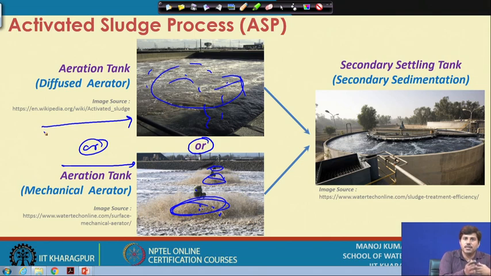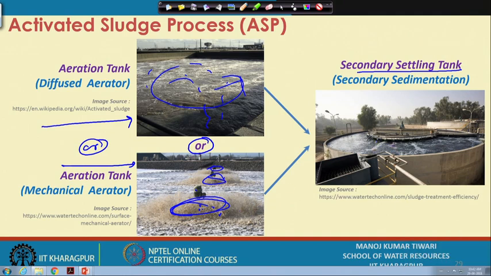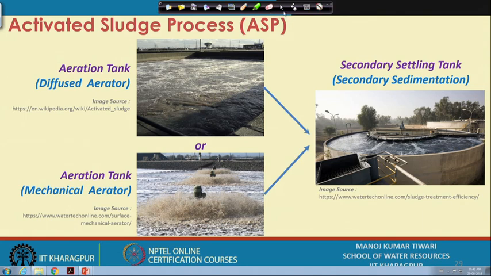So primary settling has already taken place, and then the flow is connected to either of these two systems, a diffused aerator or a mechanical aerator, and from here onwards it is directed to a secondary settling tank, or secondary clarifier, or secondary sedimentation. So what happens in a tank like this? The mixed liquor is transferred here, and then it allows the solids to settle. The overflow from the top of the water is collected in a channel while the sludge from the bottom is taken out. So that is what typically happens in an activated sludge process.